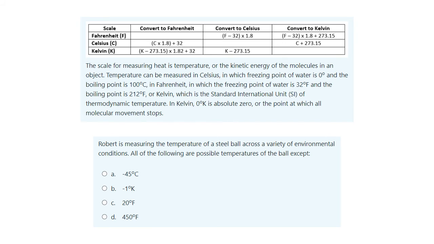So there is nothing below 0. Now, Robert is measuring the temperature of a steel ball across a variety of environmental conditions. All of the following are possible temperatures of the ball except, well, minus 45 degrees Celsius would be very cold. It would be below freezing. But if you go to the Arctic or the Antarctica, you can get minus 45 degrees Celsius.